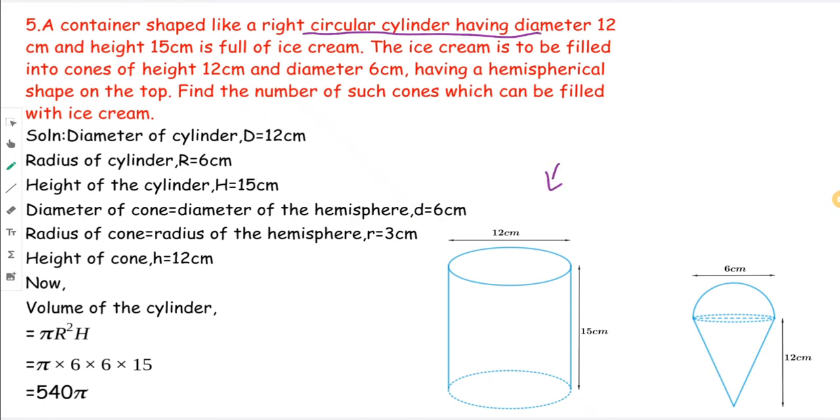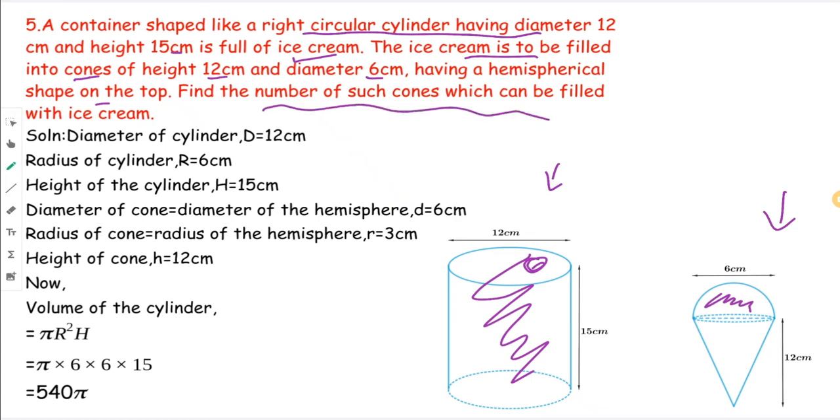Right, next question. A container shaped like a right circular cylinder having diameter, you can notice here, given to us, height also given to us, right? And they're saying the whole thing is filled with what? Ice cream, all right? Next, the ice cream is to be filled into cones, all right? That means we're going to take out the ice cream from here and put it here inside the cone, all right? They've given us a height, they've given us a diameter, having a hemispherical shape at the top, obviously, right? This is the hemispherical top. So we have to find the number of such cones which can be filled with the ice cream, all right?